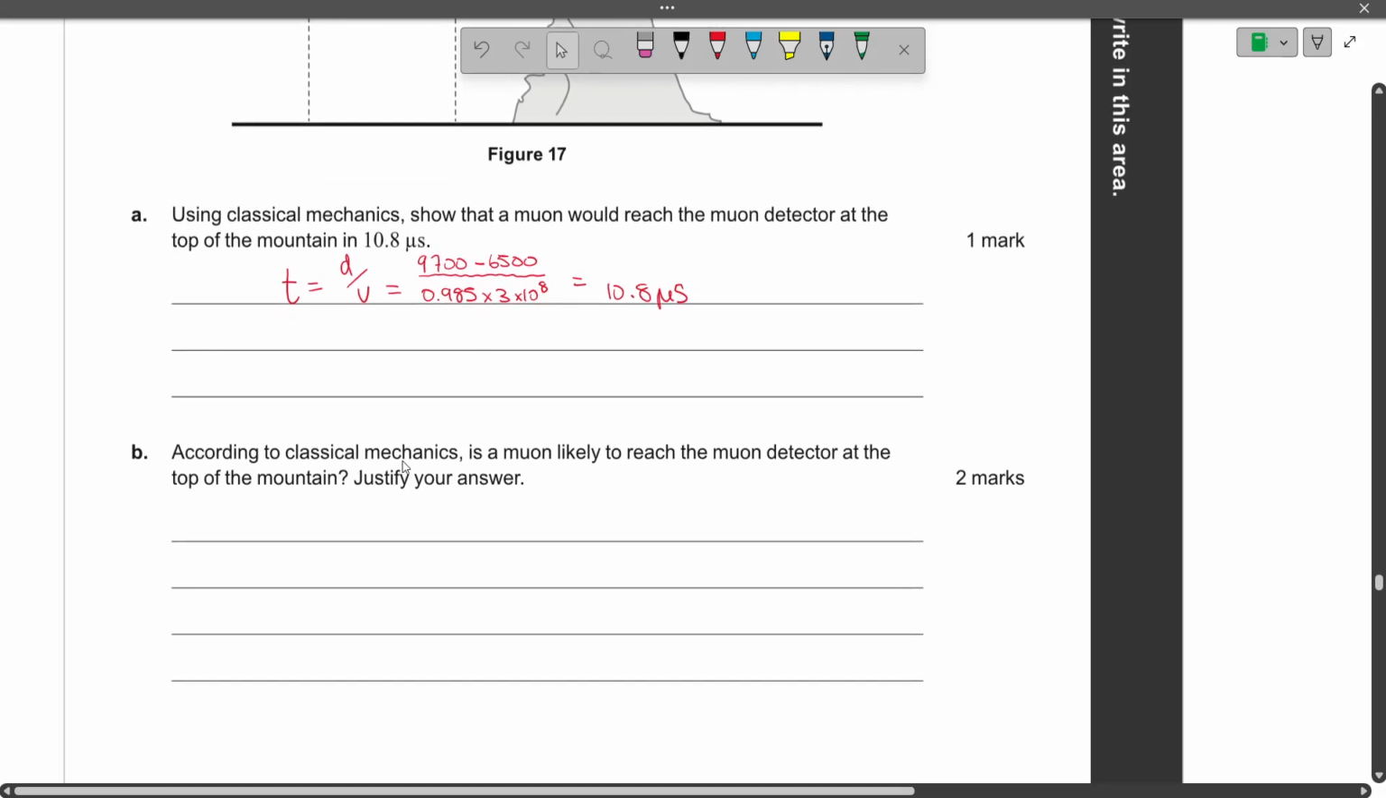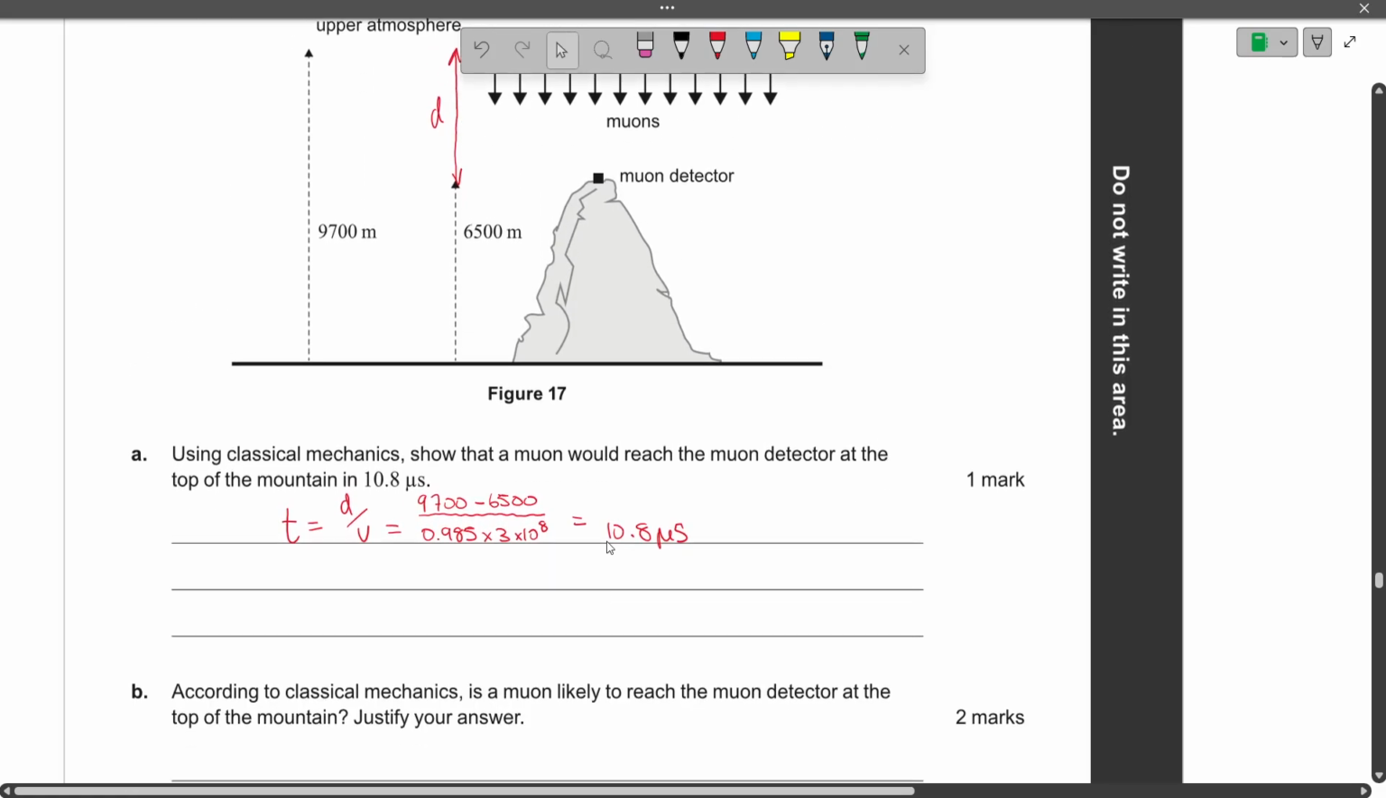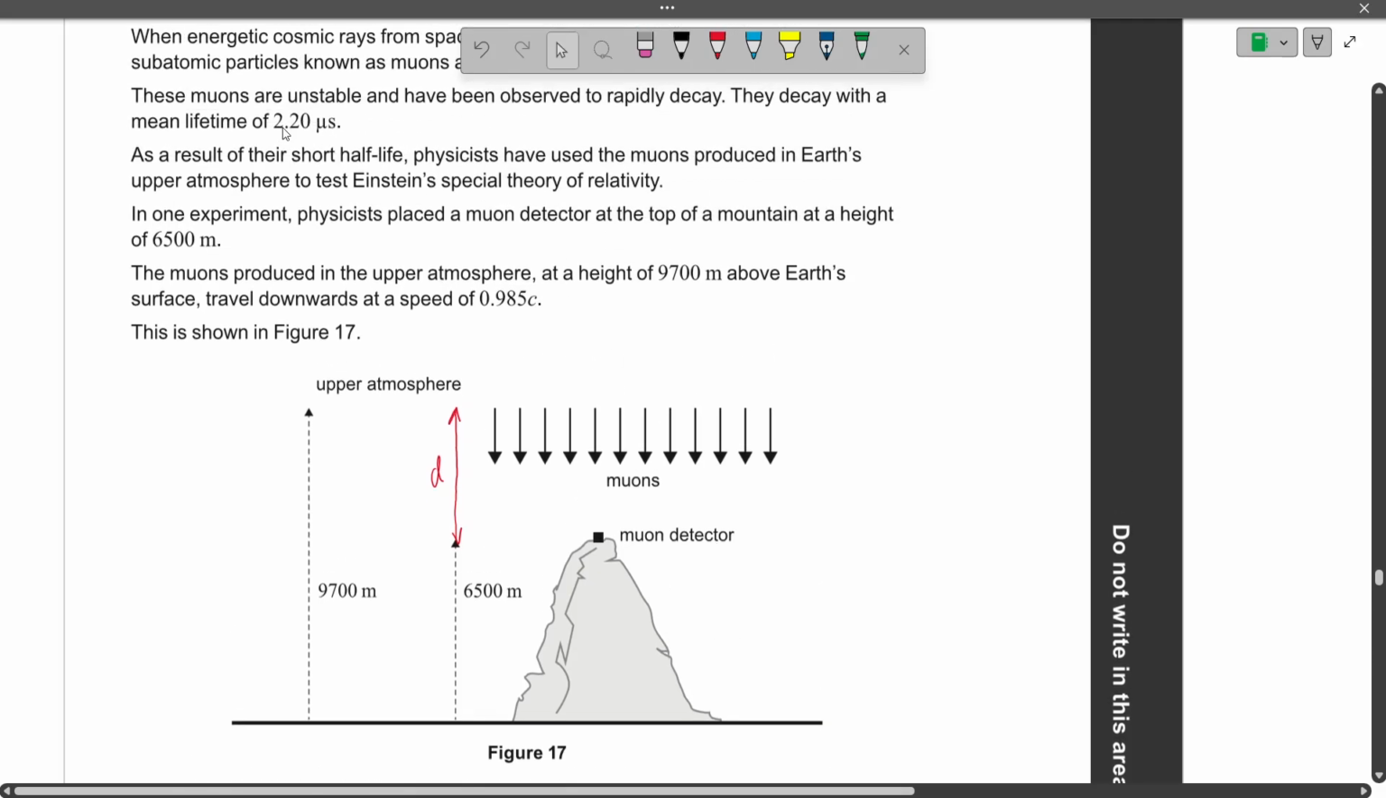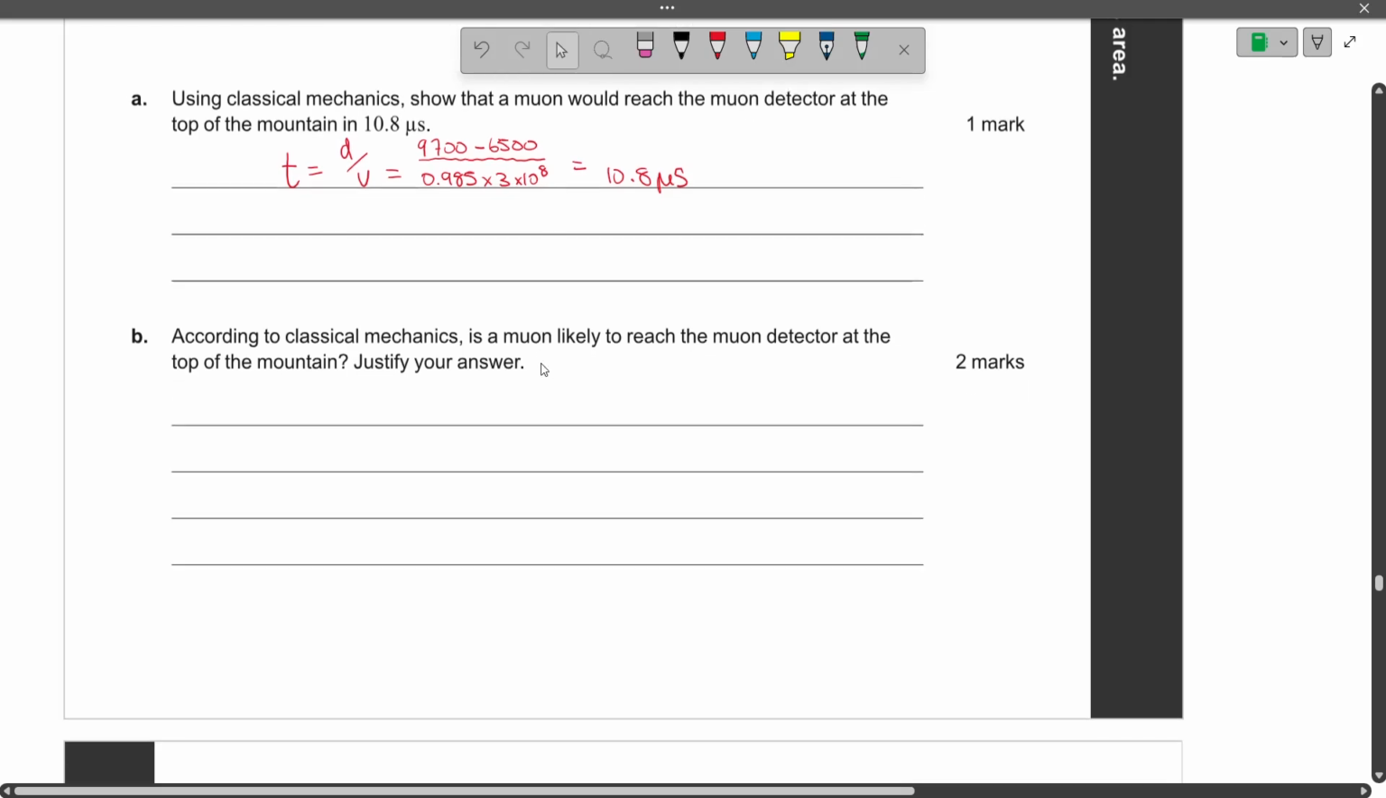Part B, according to classical mechanics, is a muon likely to reach the muon detector at the top of the mountain? Justify your answer. Okay, so we know that they would have to take this long to get to the detector. However, their mean half-life is 2.2 microseconds.